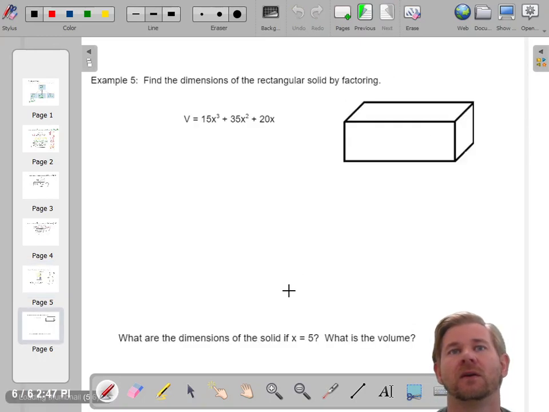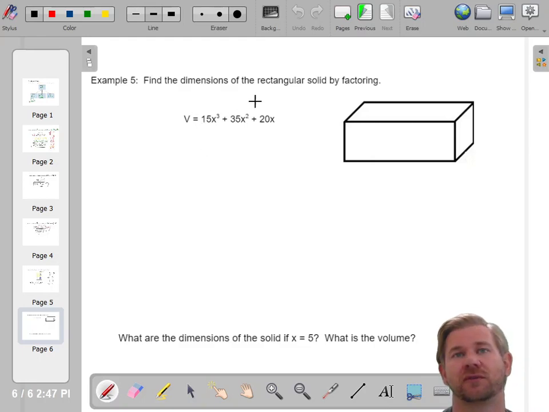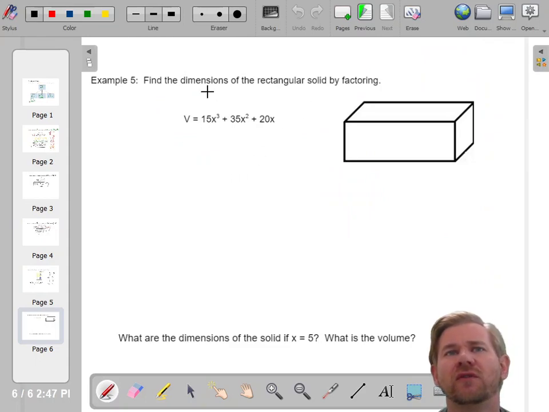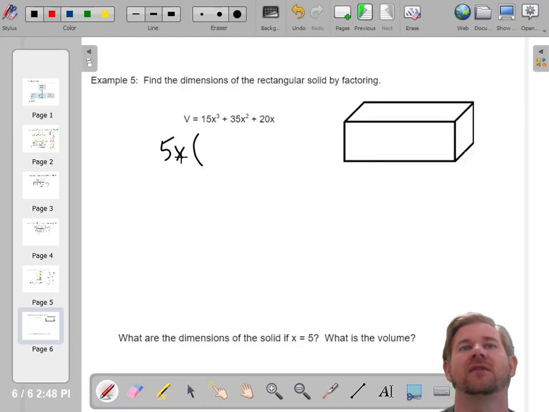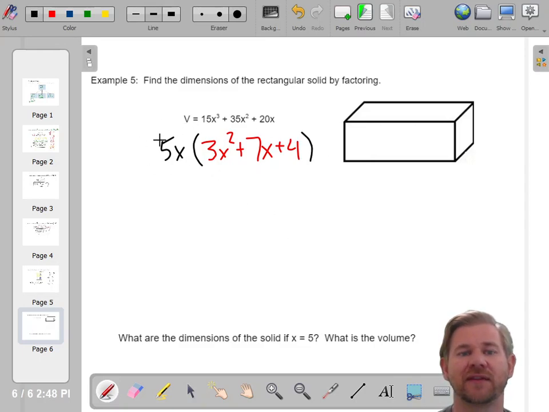Okay, let's do one more. This says find a dimension, so this is sort of like an area problem, but it's got 3 dimensions, so we're saying it's volume. Well, there's 3 terms. If there's 3 terms, I need to start off with GCF first. So 15, 35, and 20, those are all multiples of 5. They all have 1 x. 5 times 3 gives you 15, you need 2 more x's. 5 times 7 gives you 35, and 5 times 4 gives you 20. So I got 5x as a GCF.